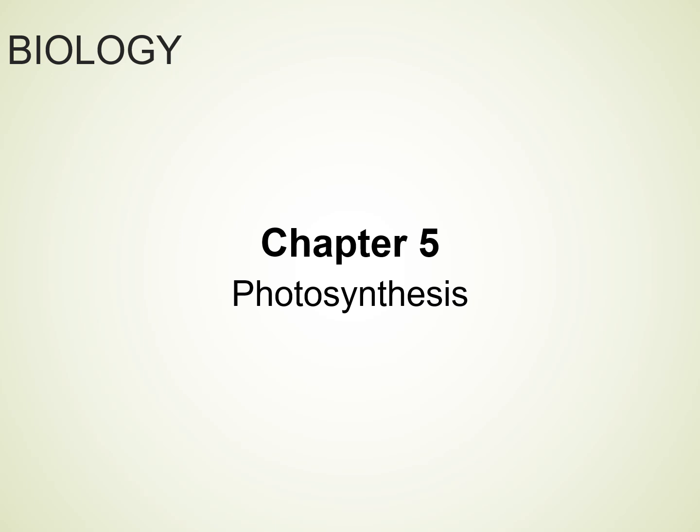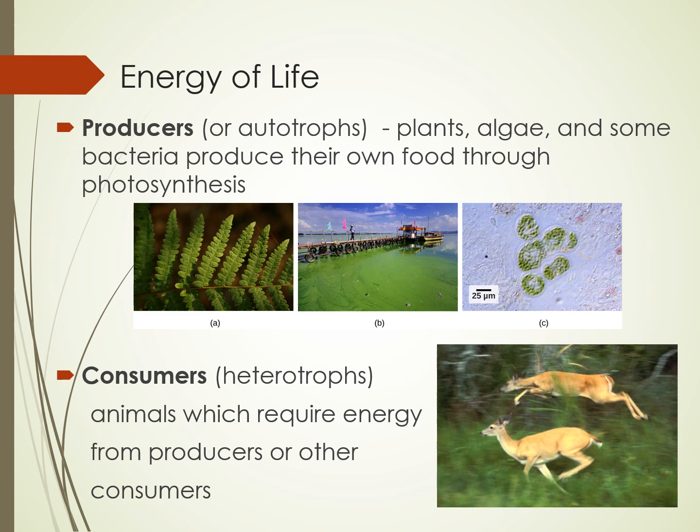In Chapter 5, we will discuss the process of photosynthesis, where certain living organisms can harvest energy from the sun and turn it into energy in the form of glucose. If you recall from Chapter 1, organisms such as plants, some algae, and some bacteria that absorb the sun's energy and convert it to glucose are referred to as producers or autotrophs because they can produce their own energy via photosynthesis. If an organism must consume energy to survive, it is known as a consumer or heterotroph.